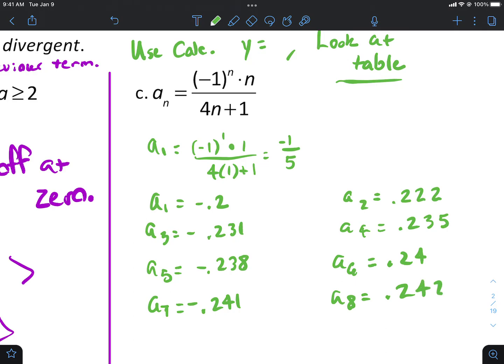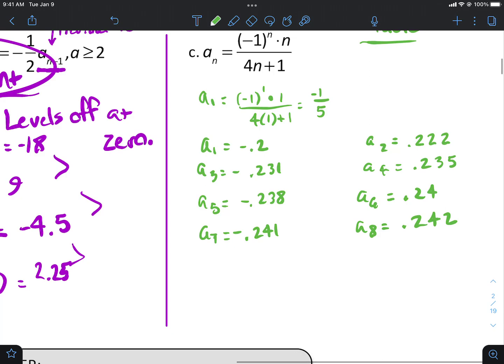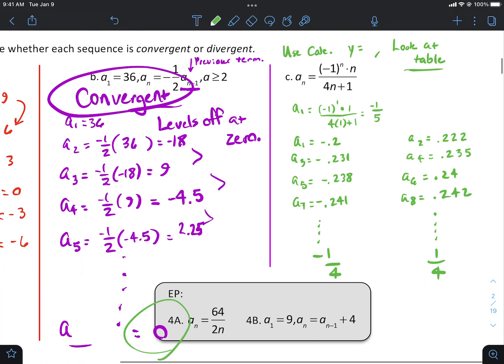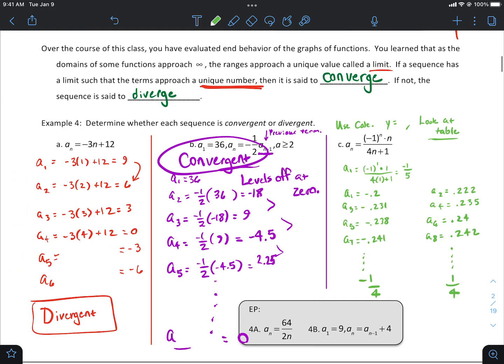Yeah, 242. Okay. So what's happening is some of them are getting kind of close to negative 2.4. I think it actually is going to come down to negative 1/4 or 0.25. And then our other one here is going to eventually come out to positive 1/4. And since it's not where both of them level off to 0, one's going to 1/4, one's going to negative 1/4. Since it's not a unique number, they're kind of going to their own different numbers, not one common number. So we will go ahead and say that this is divergent.